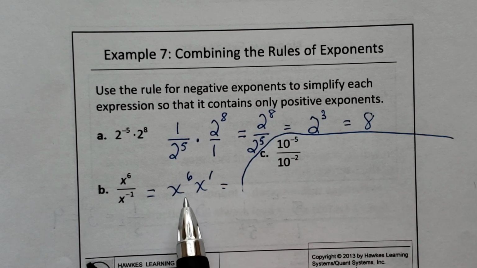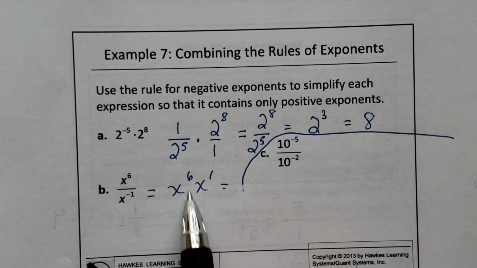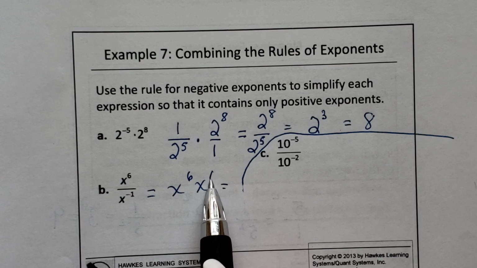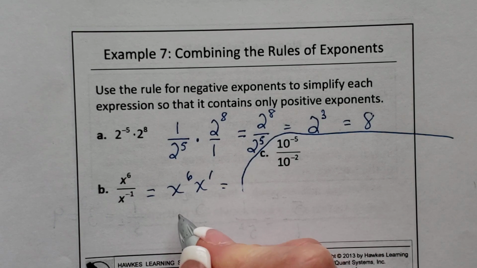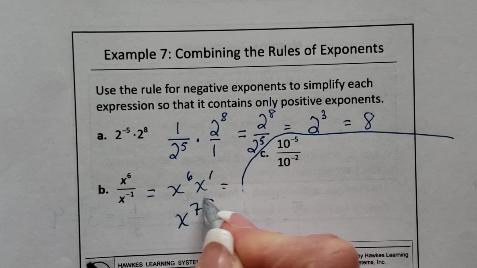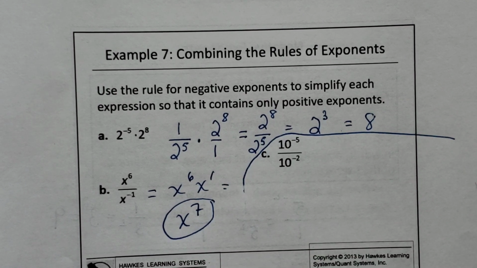And now it's a multiplication problem. X to the 6th times x to the 1st. The directions say to add my exponents, and I get x to the 7th. Since that's a variable, I have to stop. There's nothing else I can do.